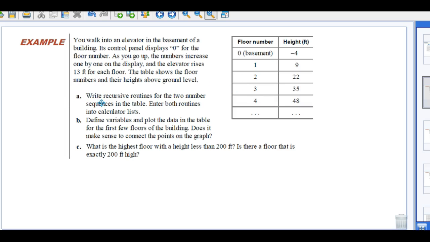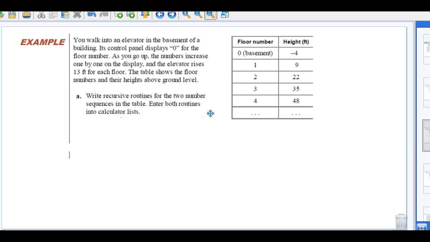For part A, write recursive routines for the two number sequences in the table. Enter both routines into calculator lists. Then define variables and plot the data into a table for the first few floors of the building. Does it make sense to connect the points in the graph? Good question. And lastly, what is the highest floor with a height of less than 200 feet? Is there a floor that's exactly 200 feet high? So let's go ahead and try to do just this first one.